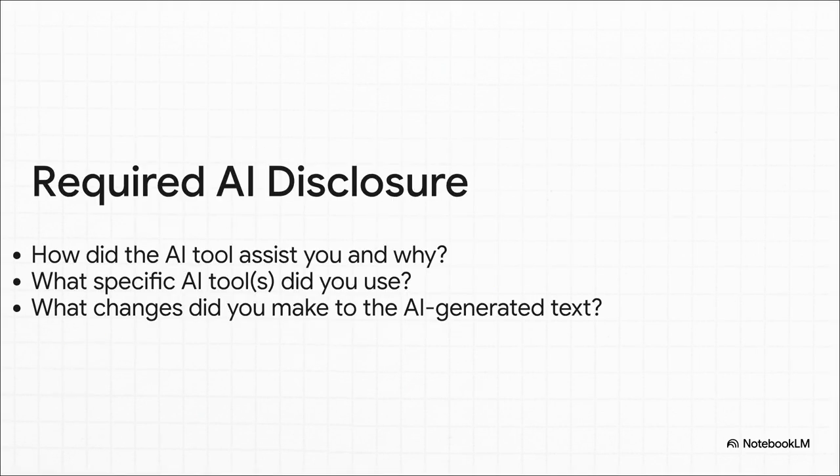And being transparent just means following through with this required disclosure. If you use an AI tool, you just answer these 3 questions at the end of your assignment. This is not about getting in trouble, okay? It's about reflecting on how these tools are actually shaping your learning process. Think of it as part of the research itself.